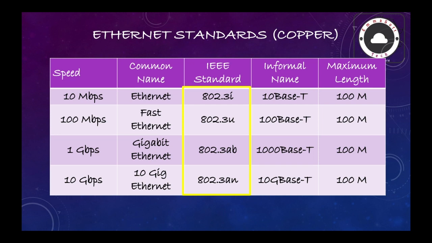Then we have the names which are given to them, like 10BASE-T, 100BASE-T, 1000BASE-T, and 10GBASE-T. That is basically the informal name, not the formal one. Base refers to baseband signaling, whereas the T refers to twisted pair. Then the maximum length for each of these cables is 100 meters. They don't stretch beyond 100 meters.